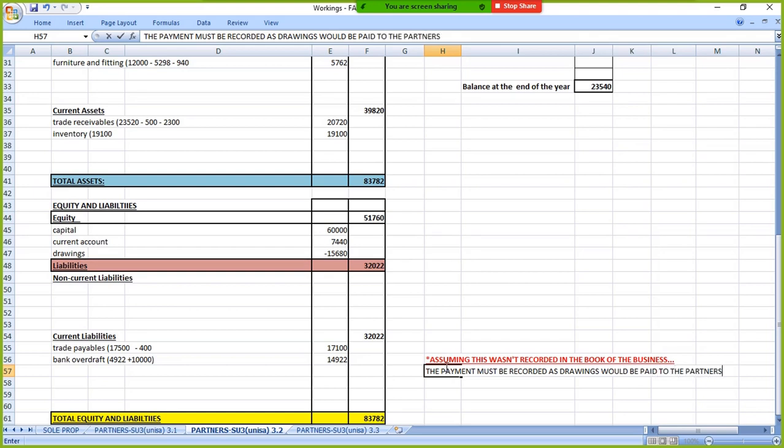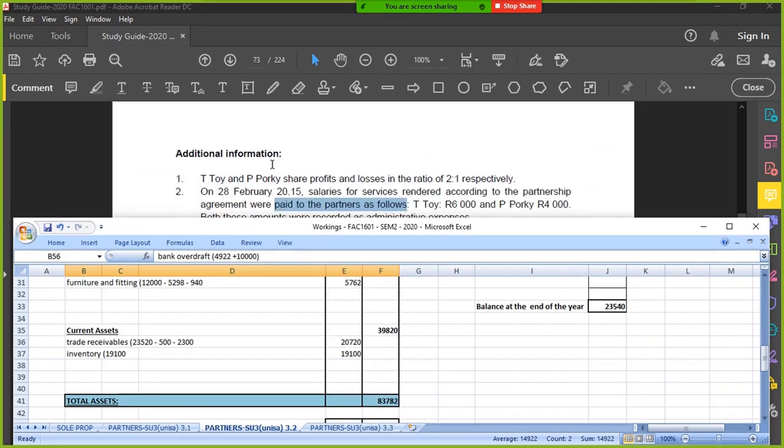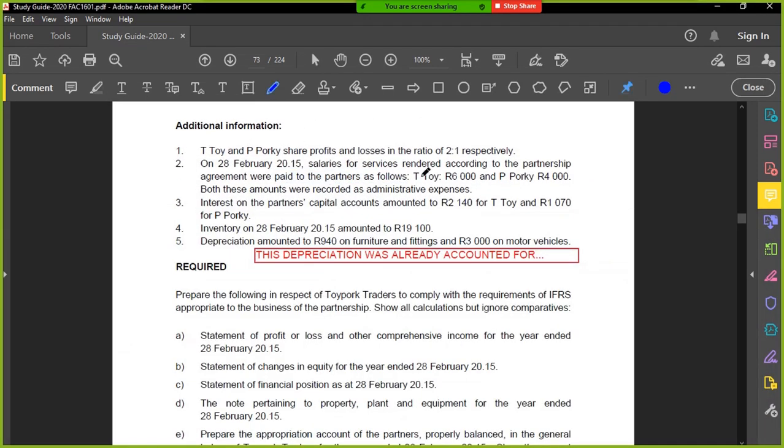Pay to the partners. That's what we've said. It's obviously not in their solution because they haven't assumed it wasn't paid. They assumed it was paid, so they didn't show it. We assumed it wasn't paid, and that's why we have to show it. It's two different ways of looking at it. So do you understand what method we've used? We've accounted for the payment as though this was additional information that wasn't accounted for.